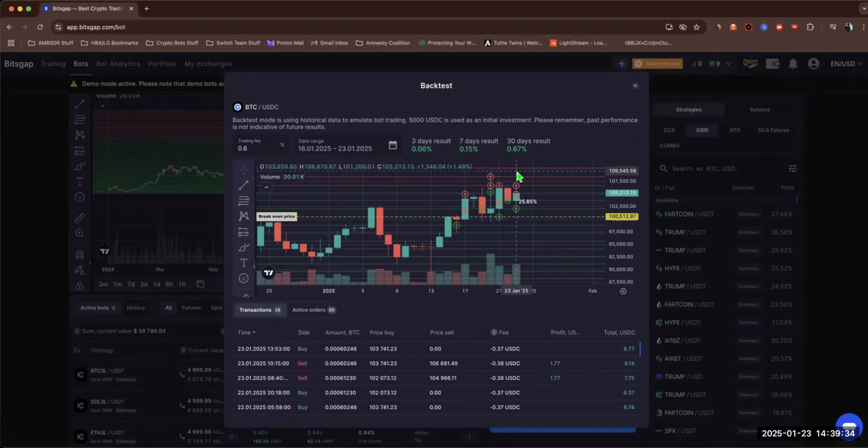0.67%. So on my calculator, I'm taking 5,000 times 0.0067. You get that when you know how to do your multiplication with percentages. So that would have only been $33 of gain. And that's assuming a trading fee of 0.6%.